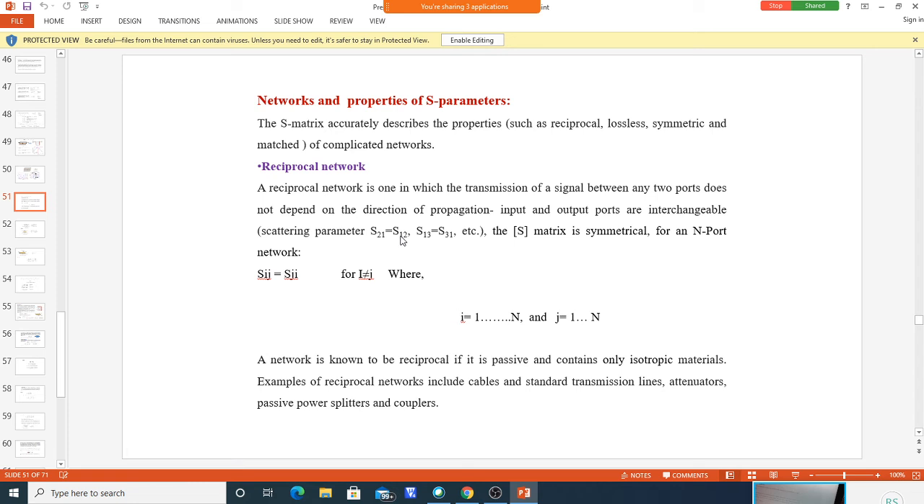S21 equals S12. Similarly, S13 is equal to S31, like this. If S21 is equal to S12 and S13 is equal to S31, and similarly, if it is a 4-port network, S41 is equal to S14, and S23 is equal to S32, like that, interchanging 1 and 3 to 3 and 1, if they are equal in the S matrix, that is called a reciprocal network.